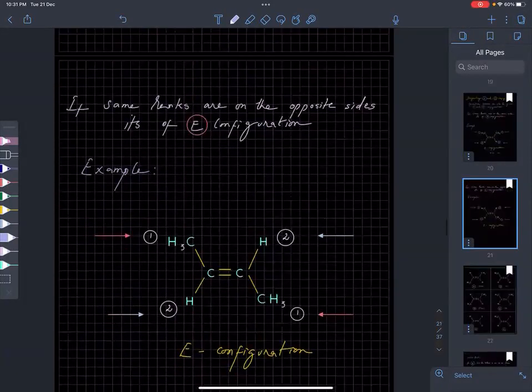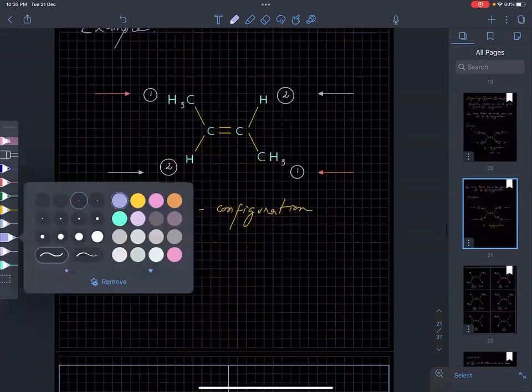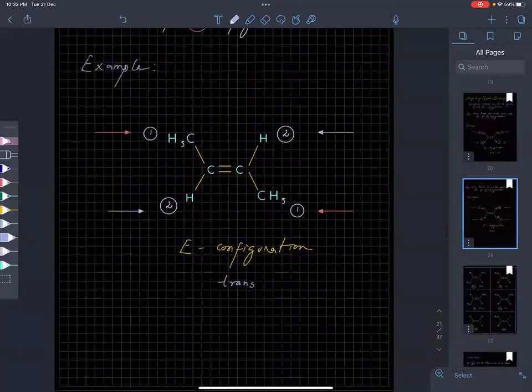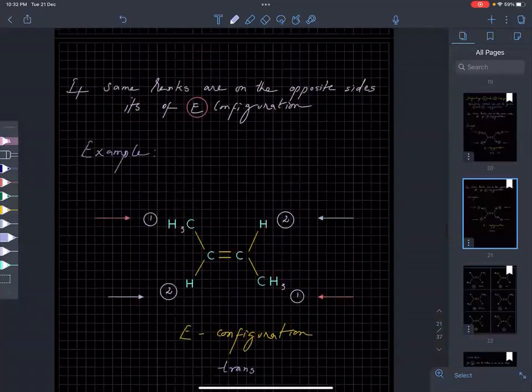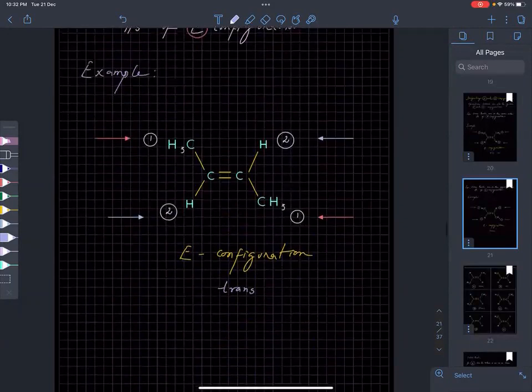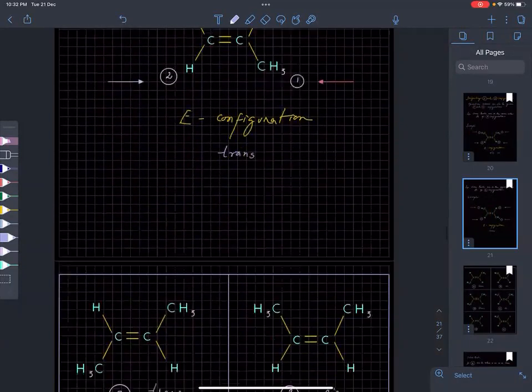Now what about this? E, and it is trans. Now can you guess something? Is cis always Z and trans always E? Cis will be Z and trans will be E. Actually not true. I'll show you.